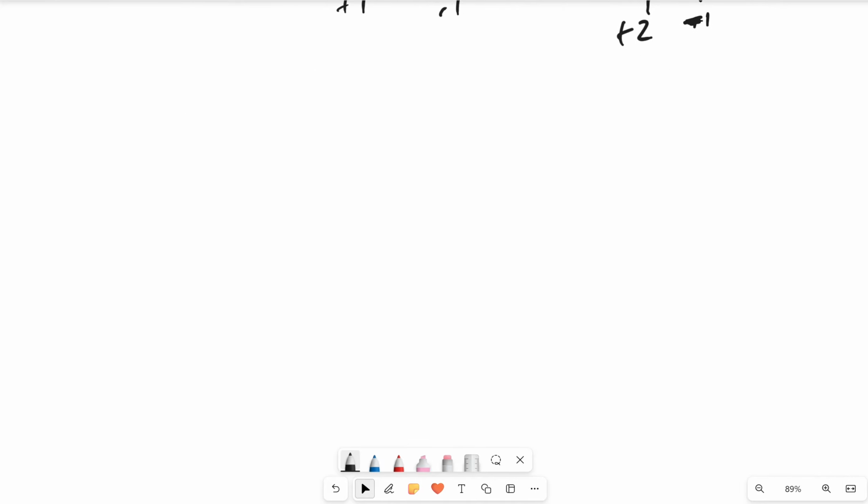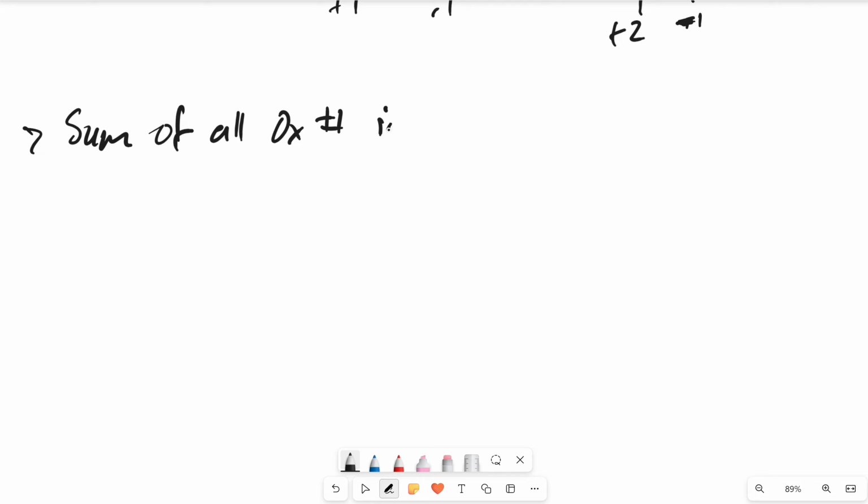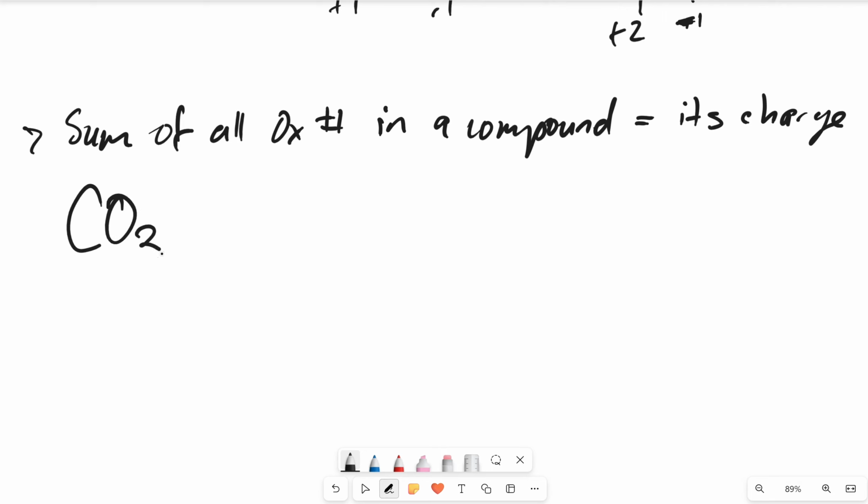Okay. And the final rule should be that the sum of all oxidation numbers in a compound will equal its charge. So what does that mean? That sounds really confusing, but hear me out. Carbonate, CO3, has a charge of 2-. We know from our previous oxidation rules that oxygen, because there's no more electronegative element, nor is it a peroxide, we know that oxygen's oxidation number is -2.